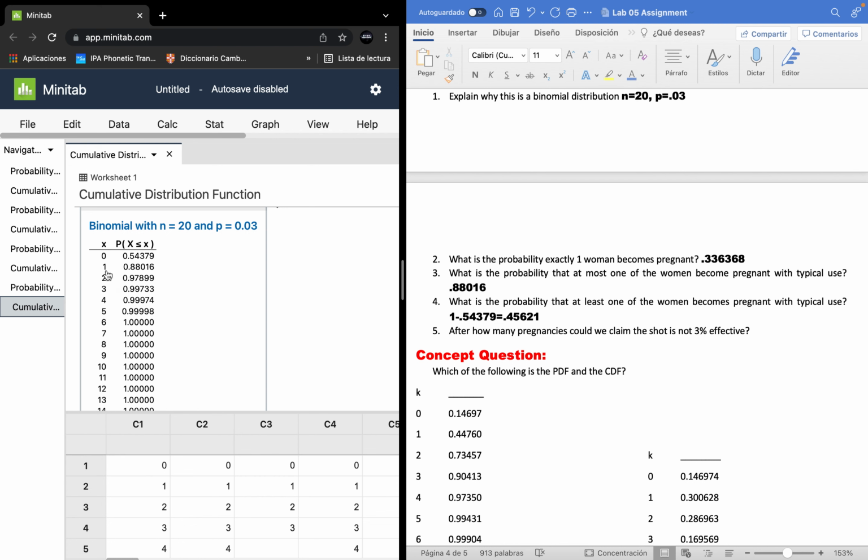So after how many pregnancies could we claim the shot is not 3% effective? After one pregnancy? Yeah? After one. No, I'm sorry. After two. I mean, from the third one and onward, the probability is going to be less than 3%. So it's going to be after 2.